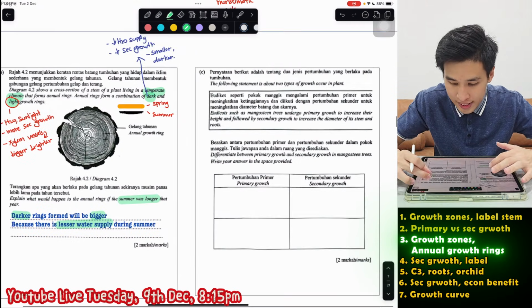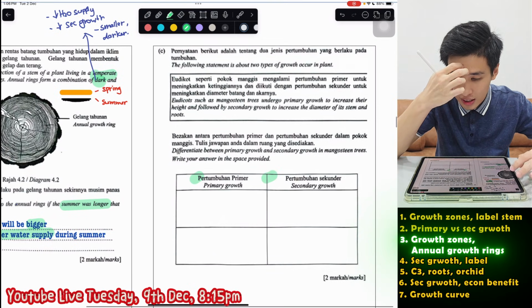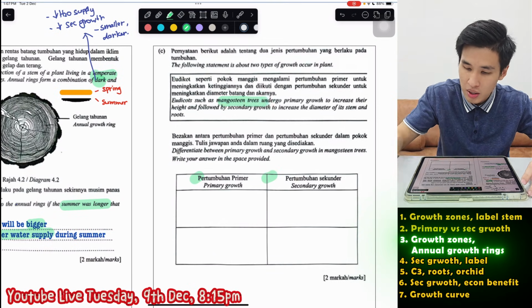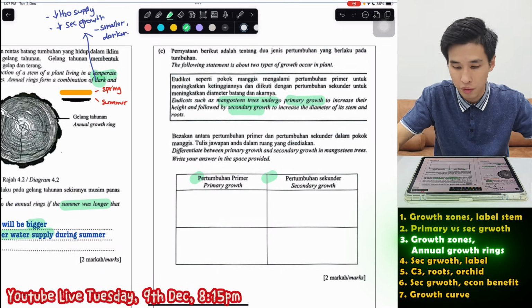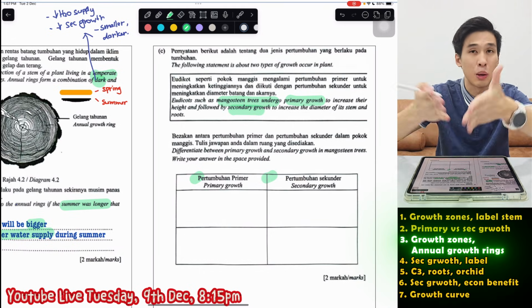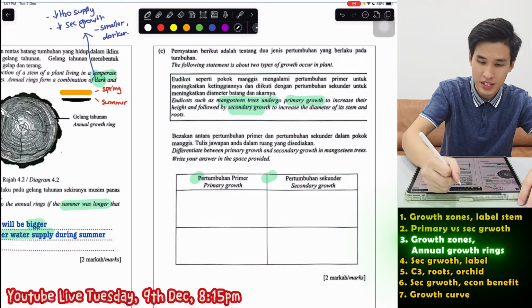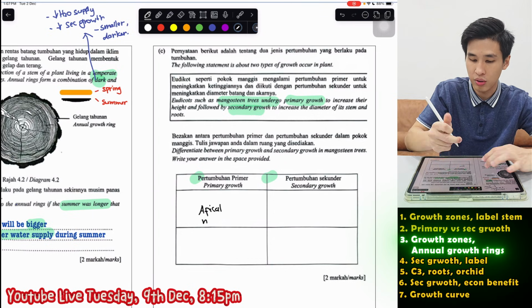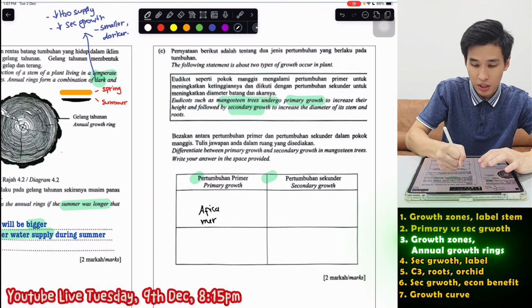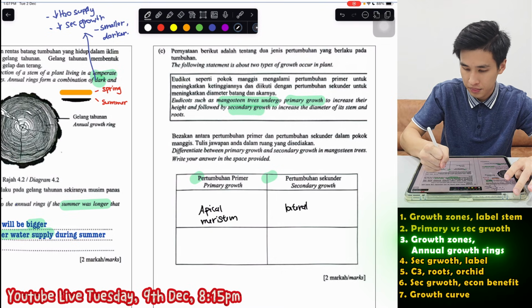And then here, once again, they're asking us to compare primary growth and secondary growth. They show us a mangosteen tree undergoing primary growth to increase its height, followed by secondary growth. So basically, they're asking to compare these two. Same as what we did just now. What tissue is involved? You involve the same one, apical meristem. Since we did it just now already, I just write the main point here. So apical meristem. This one involves lateral meristem.